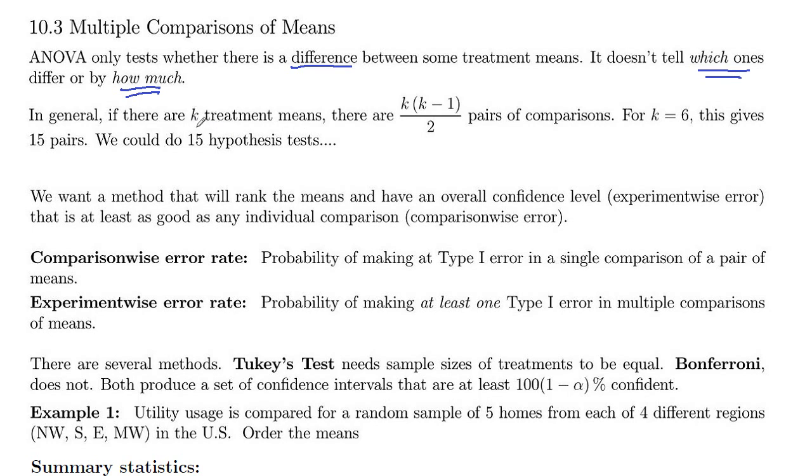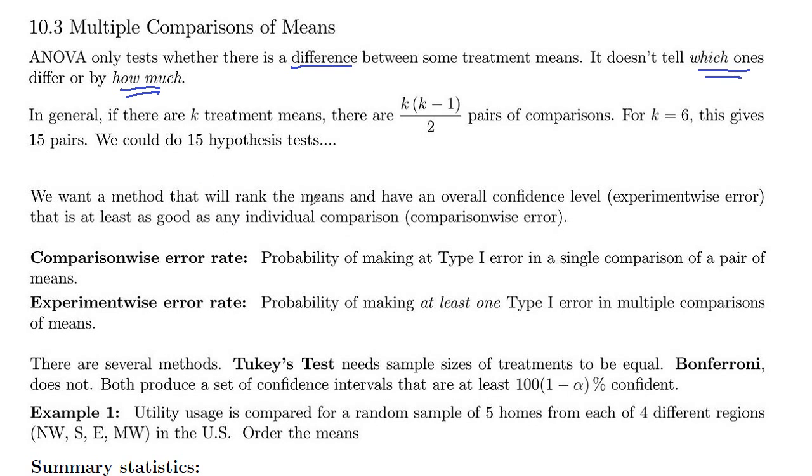So in general, if there are k treatment means, then there's going to be k(k minus 1) over 2 pairs of treatments. So for k equals 6, this is going to give us 15 distinct pairs. So we could do 15 hypothesis tests. That's a lot of hypothesis tests to do. We'd like to find a more efficient procedure.